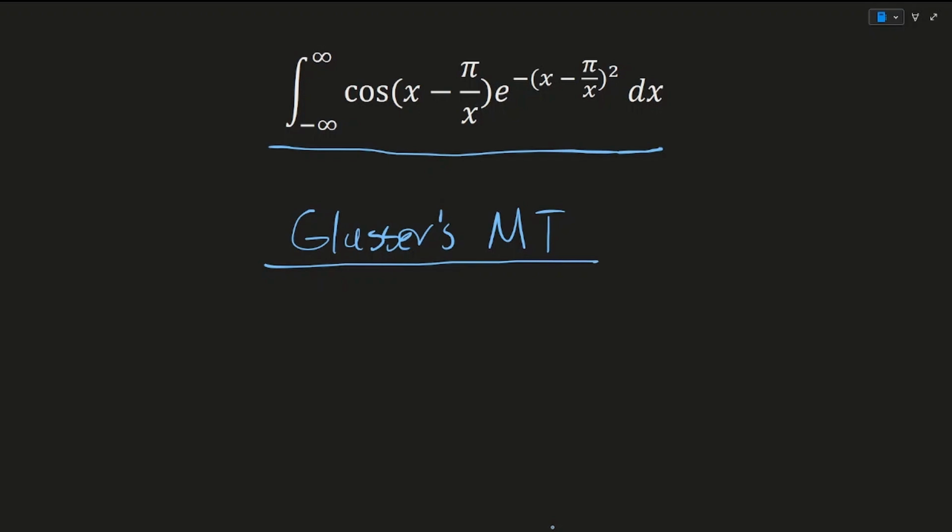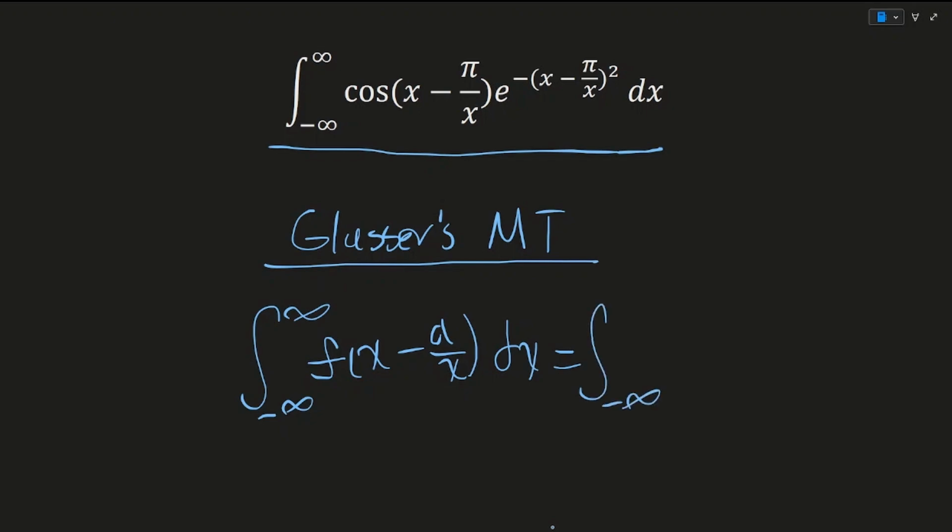Now, Glasser's master theorem states that the integral from negative infinity to positive infinity of any function f of x minus a over x, any random number a, with respect to x, is equal to the integral from negative infinity to positive infinity of that same function f of x with respect to x.